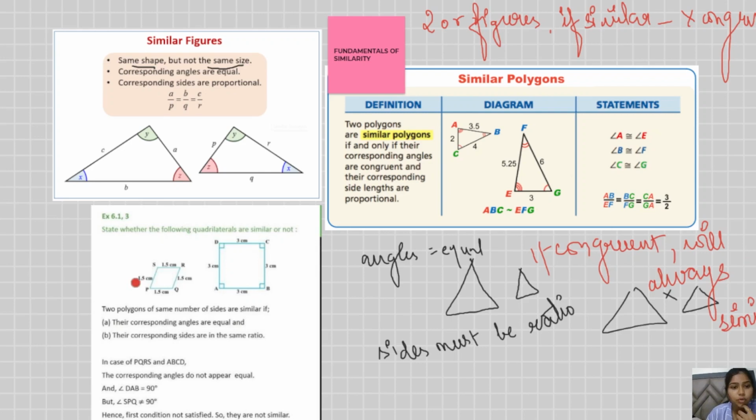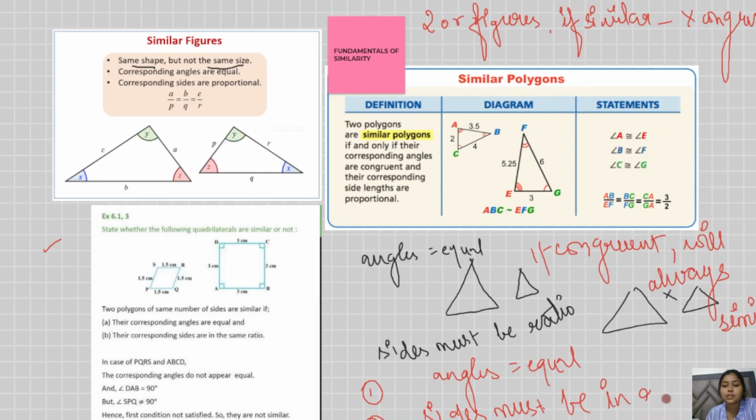So you can have a look here also. State whether the following quadrilaterals are similar or not. In this particular question you can see that I told you two basic conditions. First, the angles should be equal, right, and the sides must be in ratio. These are very important conditions. Both of these must be followed. So this is what we call the fundamentals of similarity.